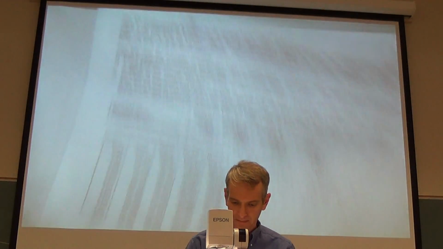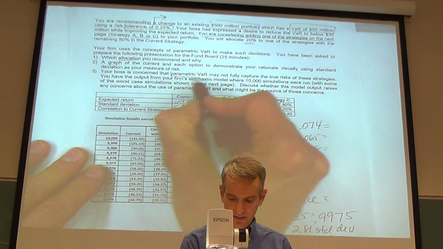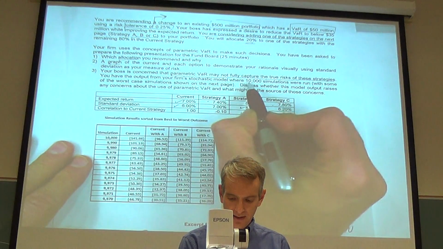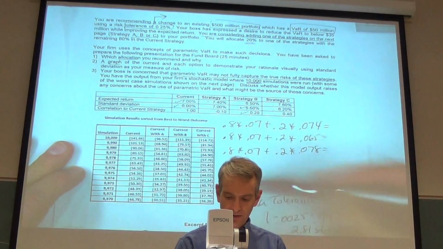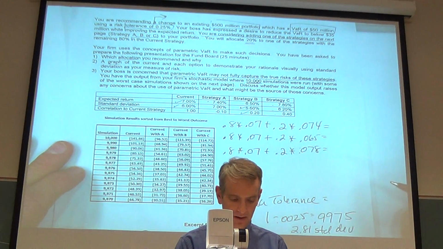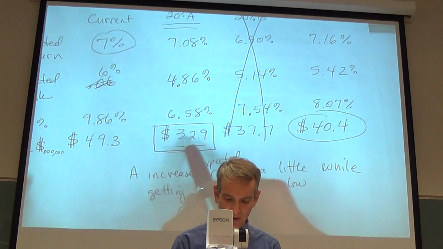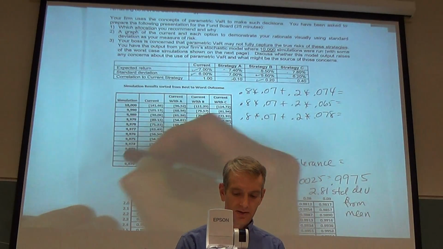All right, what's her third question? Her third question is a little bit unusual. And it's not even her question, maybe. This is something that you noticed. Your boss is concerned that parametric risk may not fully capture the true risk of these strategies. You ran 10,000 simulations with the worst ones showing here below. You have the dollar bars for each one of these, 40, 49, 32, 37, and 40. Which of these simulations are we interested in?